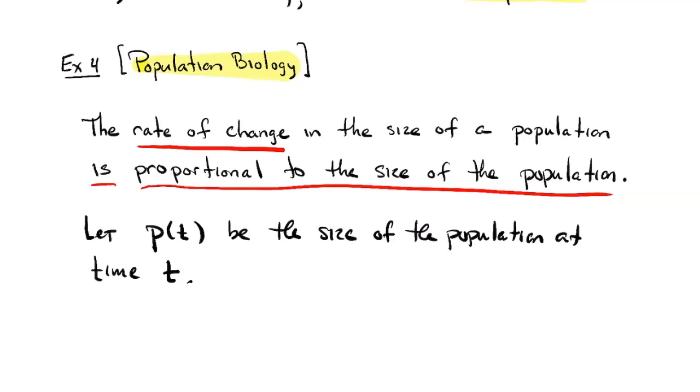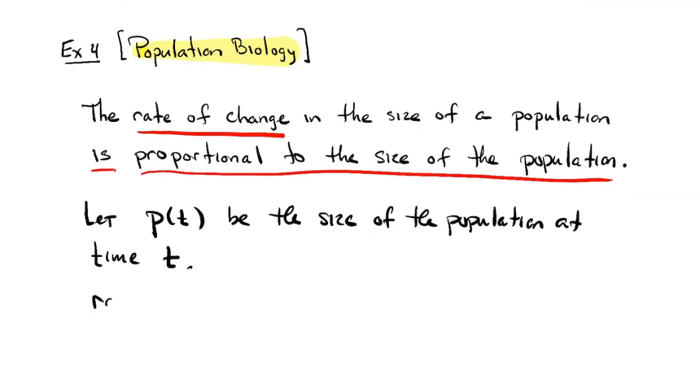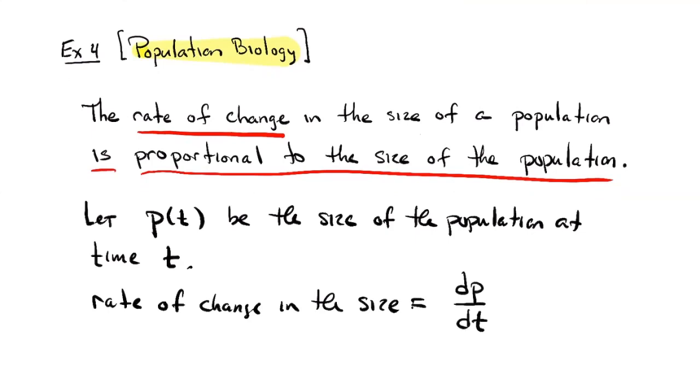Okay, then how can I write down the rate of change in the size? Well, that's a derivative. The rate of change in the size is the derivative. I'm going to use Leibniz notation here instead of just writing P prime. So I'm going to write dP/dt. Okay, dP/dt is the rate of change of the size.